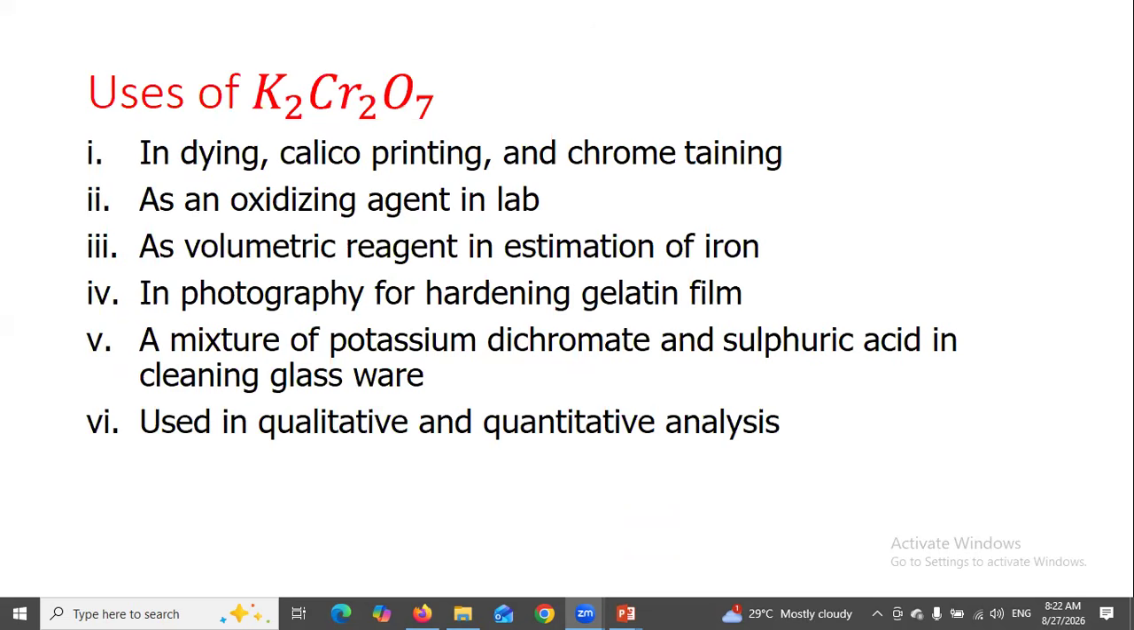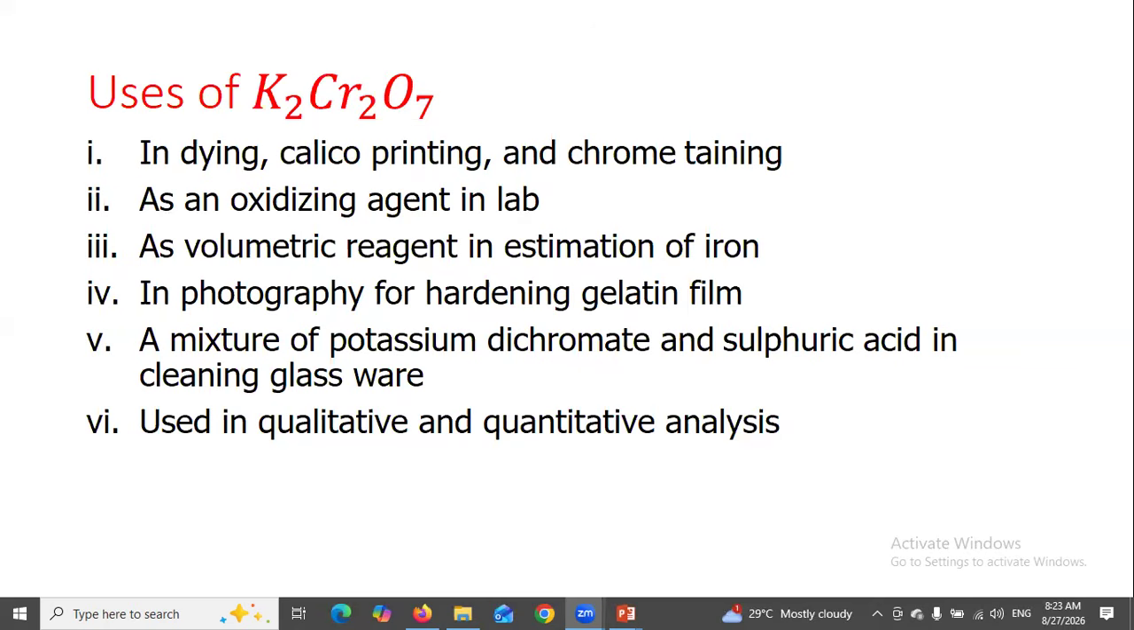Uses of potassium dichromate: in dyeing, calico printing, and chrome tanning. It is used as an oxidizing agent in the laboratory, also used as a volumetric reagent and in the estimation of iron. It is used in photography for hardening gelatin film.